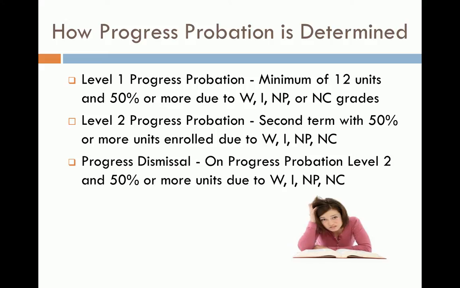The definition of the above grade symbols are as follows. A W is a withdrawal grade, and it means that the student did not complete the course either because they dropped themselves or the instructor dropped them after the drop without W deadline.